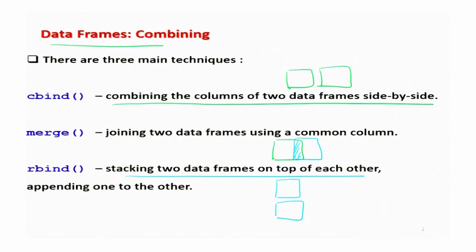Now how to get it done, and what are the commands, that is what we have to understand. When you want to combine two data frames side by side horizontally, the command is cbind, C-B-I-N-D, all in lowercase, and within parentheses we give the names of the data frames with some other options. Similarly, when you want to combine two data frames using a common column, the command is merge, M-E-R-G-E, all in lowercase, and within the parentheses you write the names of the data frames and then give other options. Similarly, when you want to combine data frames such that they are stacked over each other in a vertical direction, the command is rbind, R-B-I-N-D, all in lowercase.